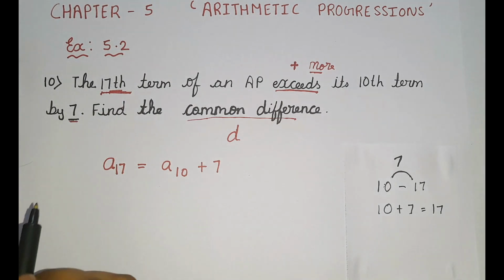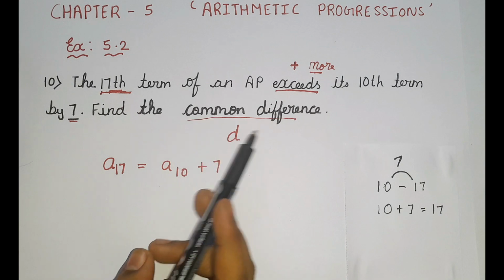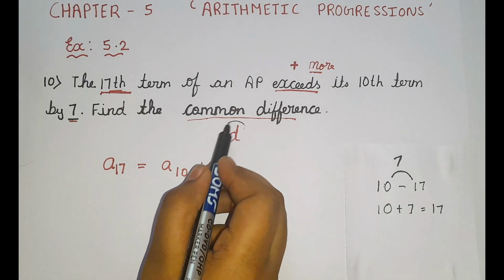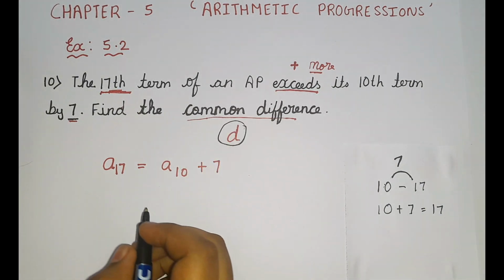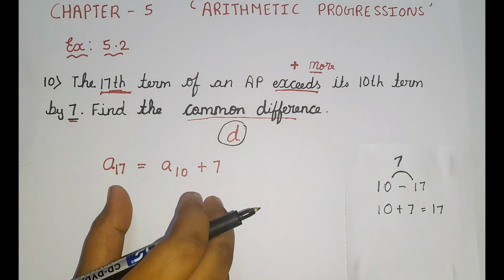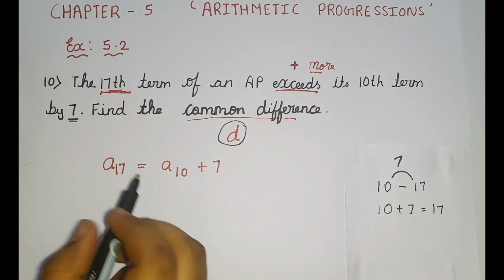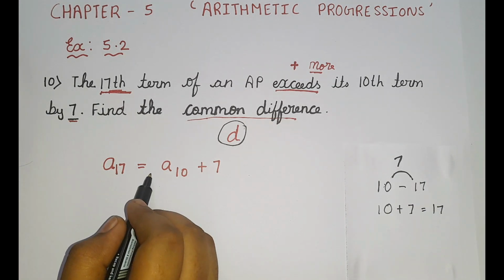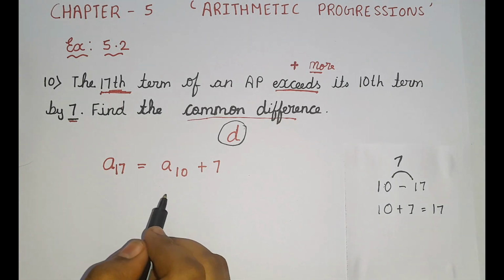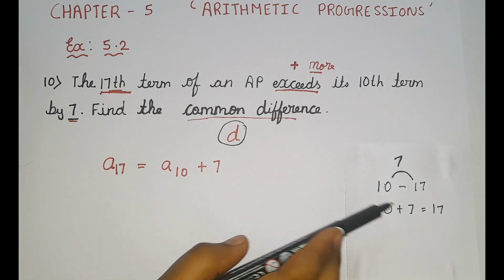That is the meaning of 7. So you are supposed to find the common difference, that is d. How to find it? Now we got a clue right over here: a17 is equal to a10 plus 7. Of course, you know 10 plus 7 is 17.